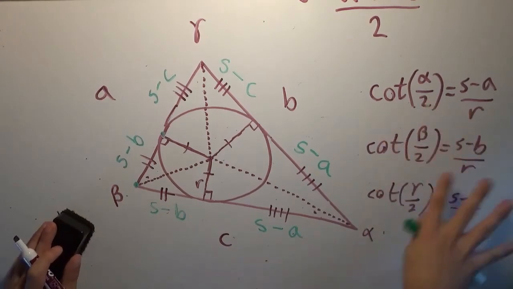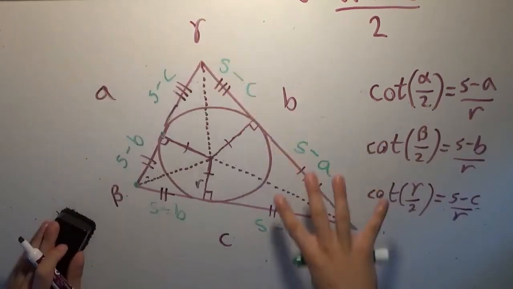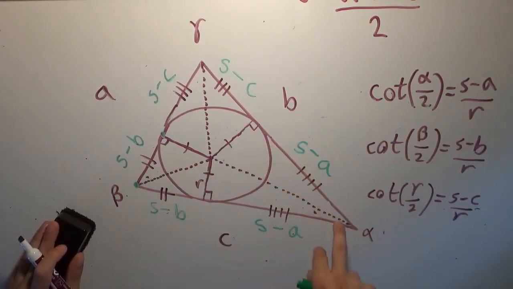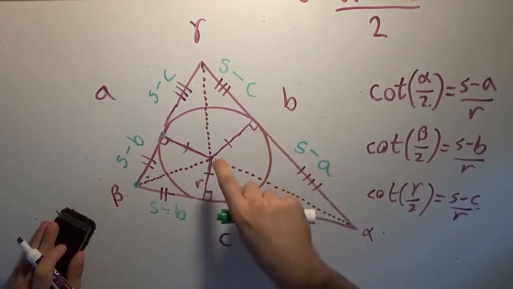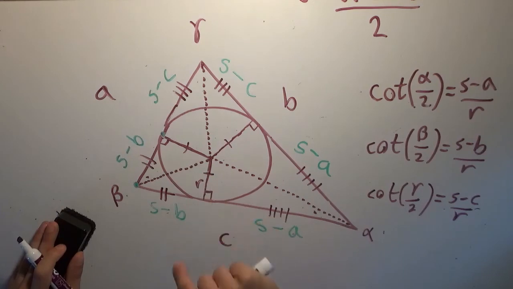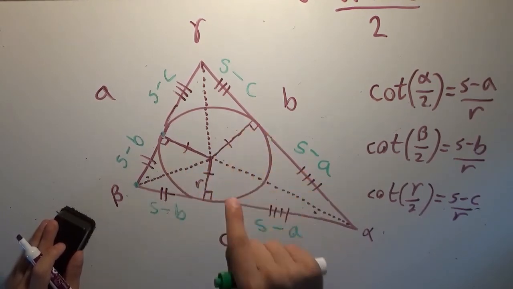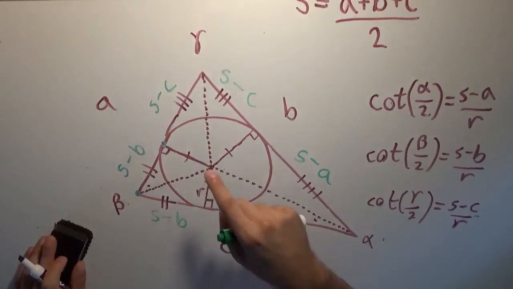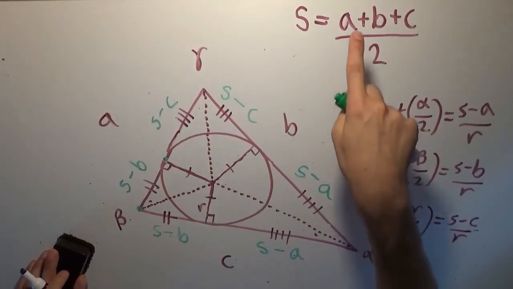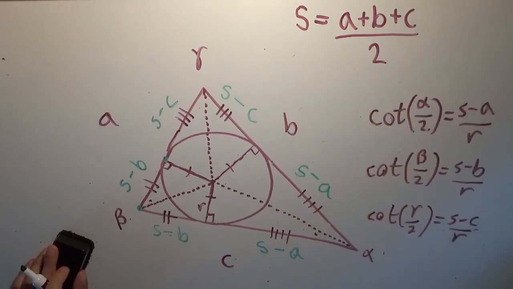But if this was not entirely clear, just draw this out yourself. You'll see all the relationships. The dotted lines are angle bisectors of each of these vertices. These lines here that come out from the incenter to the sides are each radii of this circle. And this circle is the inscribed circle of the triangle. And S is, of course, the semi-perimeter. It's half of the entire distance around the triangle.